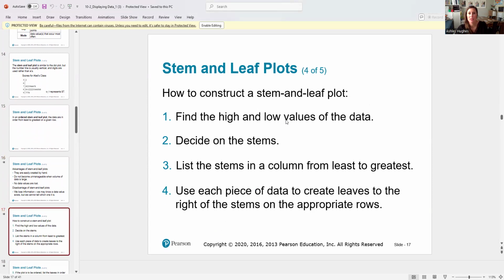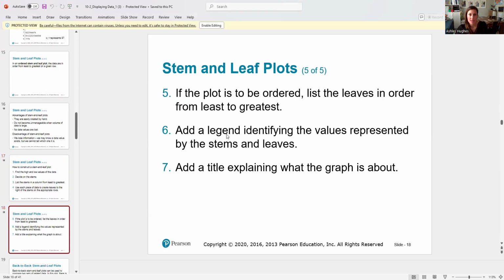So how do you do this? You find the highs and the lows. You decide on the stems. You list the stems in a column from least to greatest. Then use each piece of data to create the leaves. So let's see how we're going to make this.